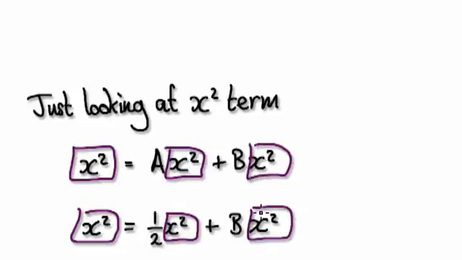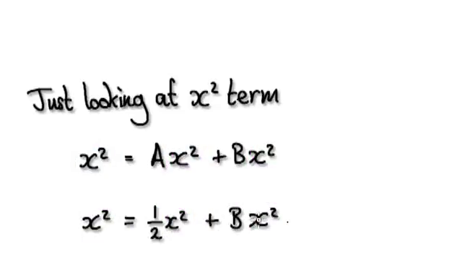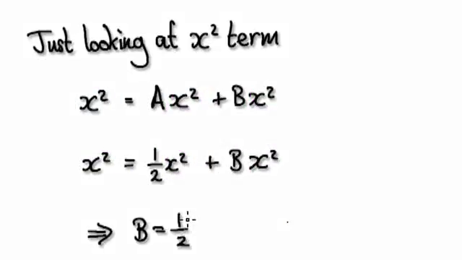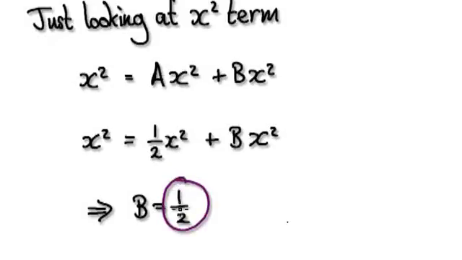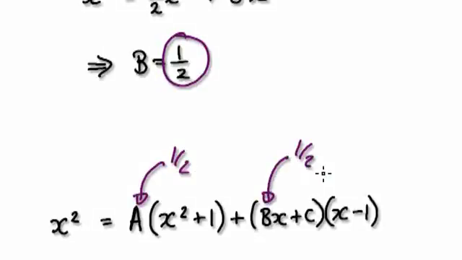Now we know that a is a half. It's like saying you've got one elephant on this side and half an elephant on the other side. Then b must be the other half, which is a half. Looking at this, b equals a half. So now we've got b. We know that a is a half, and we know that b is a half. Now we need to find c.